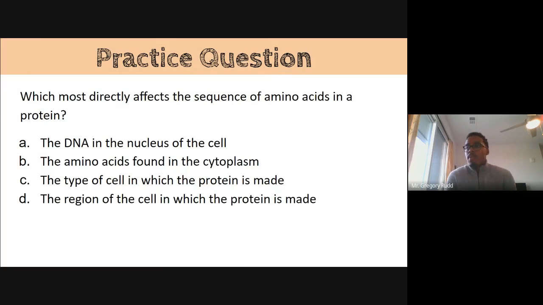All right, so quick practice question. Which most directly affects the sequence of amino acids in a protein? A, the DNA in the nucleus of the cell. B, the amino acids found in the cytoplasm. C, the type of cell in which the protein is made. Or D, the region of the cell in which the protein is made. Which one most directly affects the sequence of amino acids? Go ahead and send your answer to the chat.